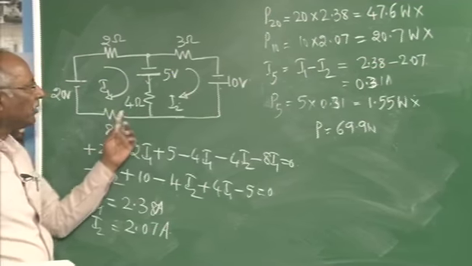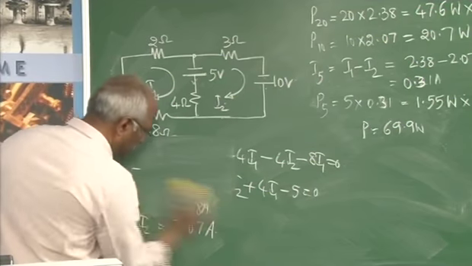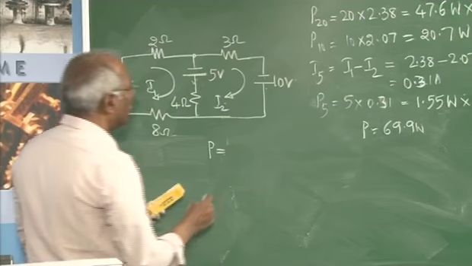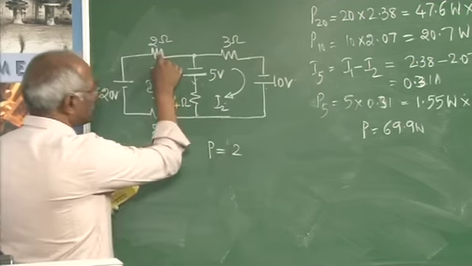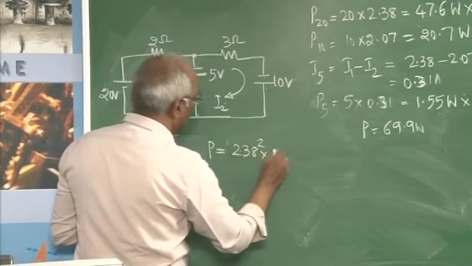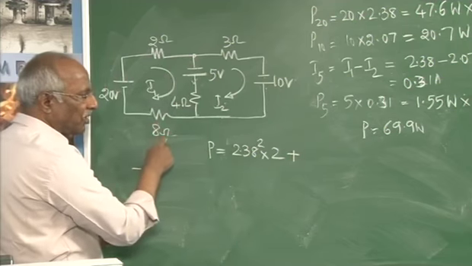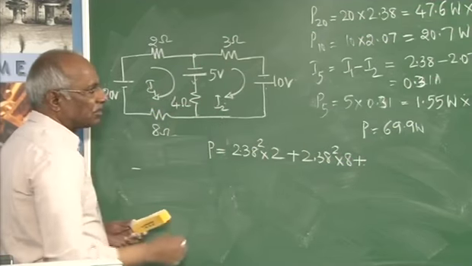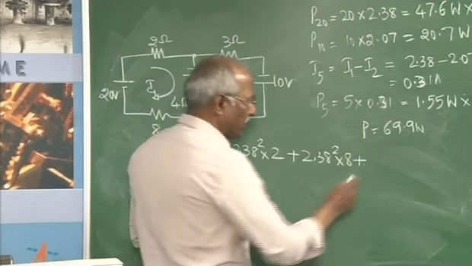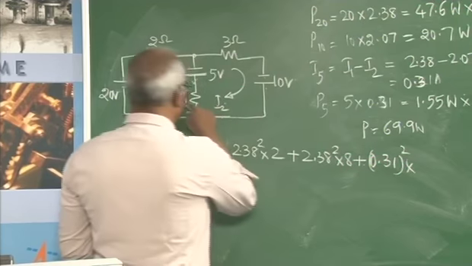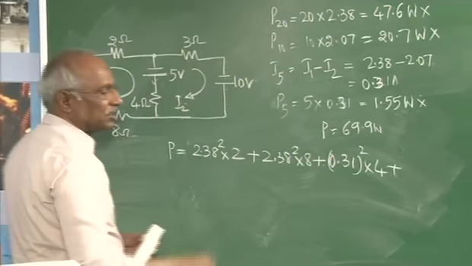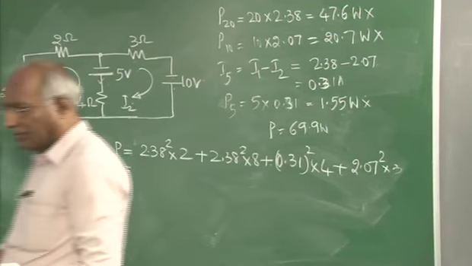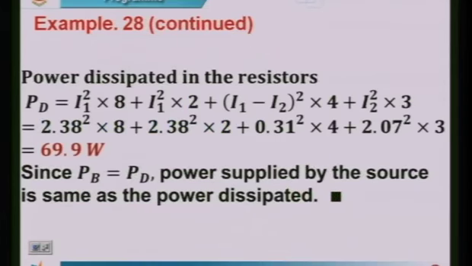Will it be equal to the power consumed by the individual resistors? In that respect, the power consumed in total will be P equal to, the current flowing through the 2 ohm resistor is I1, 2.38 squared into 2, plus the current flowing through this is also the same 2.38, so you can write 2.38 squared into 8, plus the power consumed in this one, where the current in this resistor is 0.31, so 0.31 squared into the resistance, that's 4, plus the power consumed in this, that's I2 squared, 2.07 squared into 3, which will give a value of 69.9 watts.